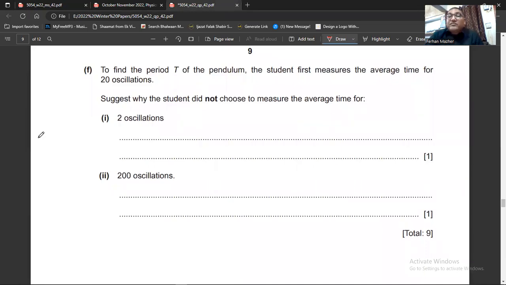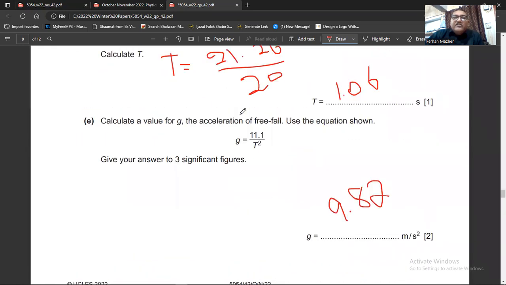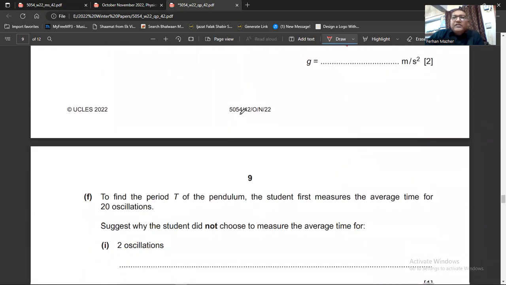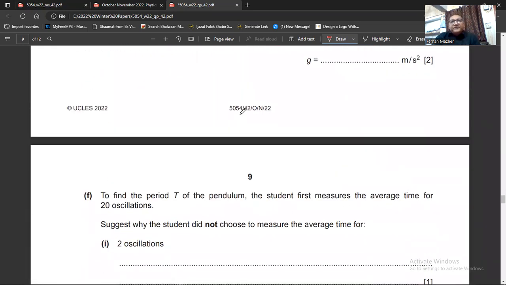The student first measures the average time for 20 oscillations. Suggest why the student did not choose to measure the average time for 2 oscillations. You see that when you time 2 oscillations with the help of the stopwatch, the time will be very short. I mean, the time for one oscillation is 1.06, so it will be 2.12 seconds. So that time is very short.